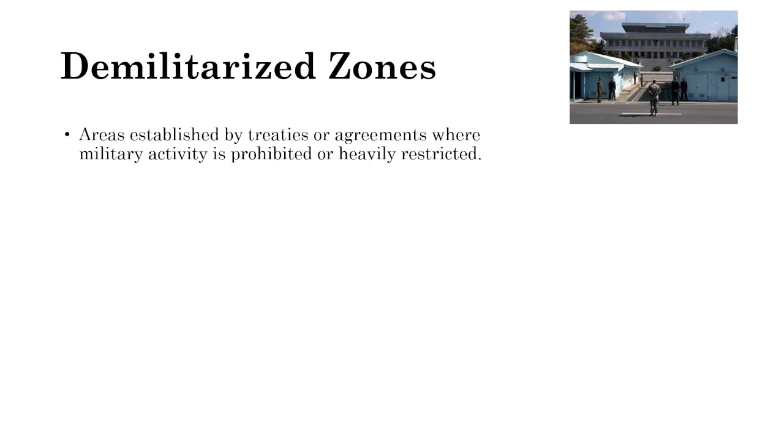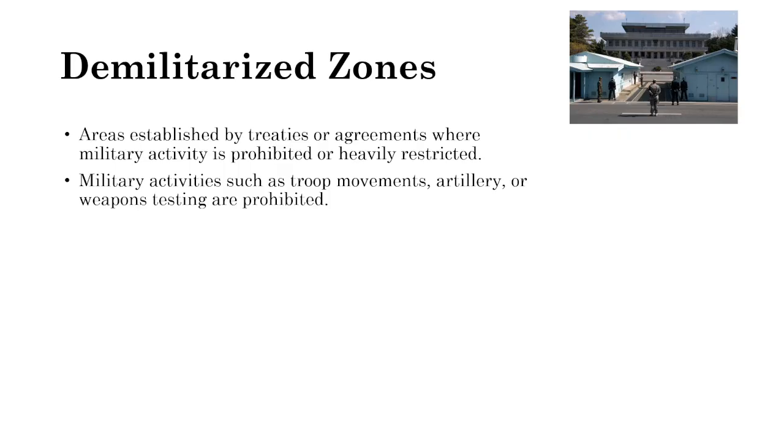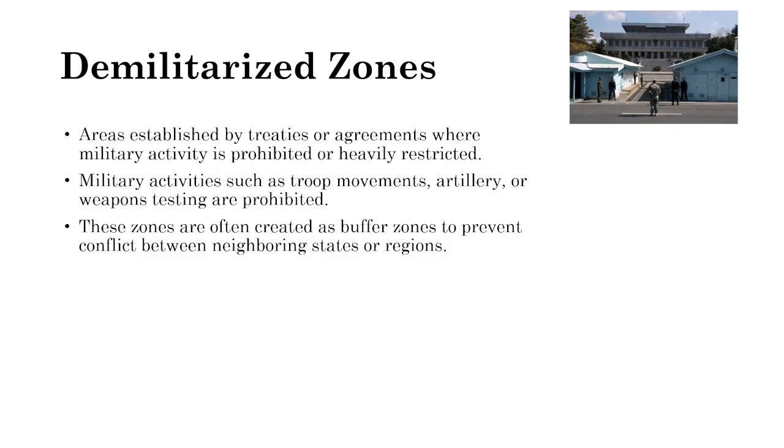Let's go over demilitarized zones real quick. So these are areas established by treaties or some kind of agreement where military activity is prohibited or heavily restricted. So anything like troop movement, artillery, and weapon testing is prohibited. These zones are created as more peaceful buffer zones to prevent conflict between neighboring states or regions.